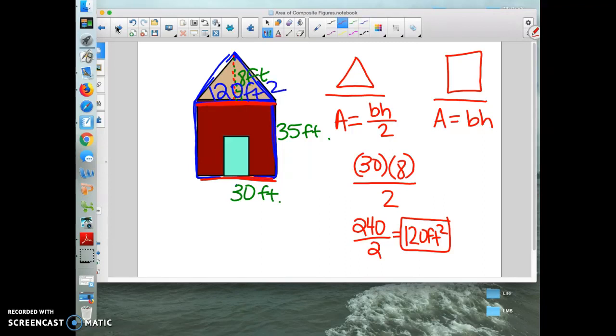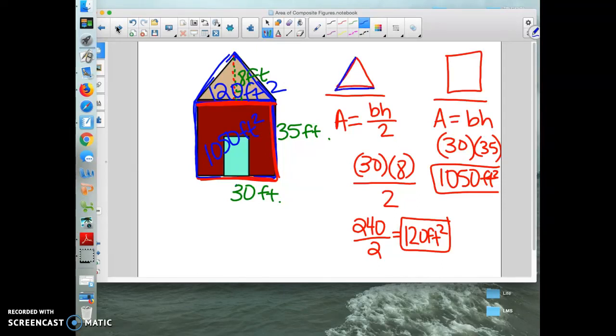The rectangle is just base times height, so 30 times 35. So we'll do 30 for the base, 35 for the height. 30 times 35 gives you 1,050 feet squared. So that's what's going to go for the rectangle, is 1,050 feet squared.